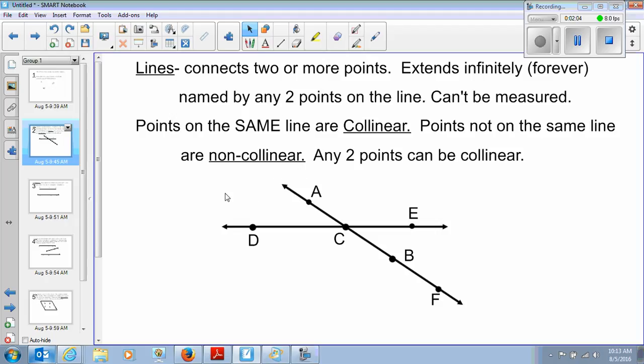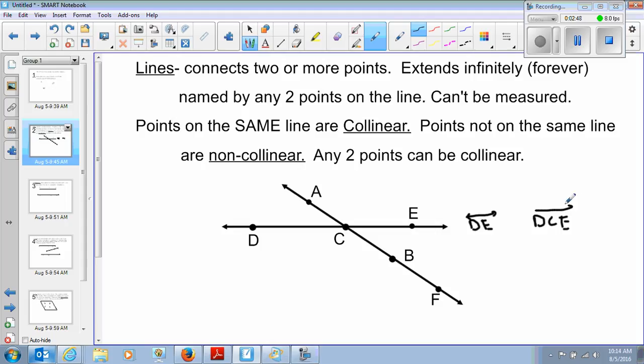So here I see 2 different lines. Well, this gets complicated because of the naming of these lines. But we want to remember that we only name a line with 2 points. So here I see this line right here. I'm going to call that line DE. Now, to show that it's a line, I'm going to put a line above it with 2 arrows on the end, showing that it is a line. It does extend forever. Now, the common thing here is that kids want to call this line DCE.